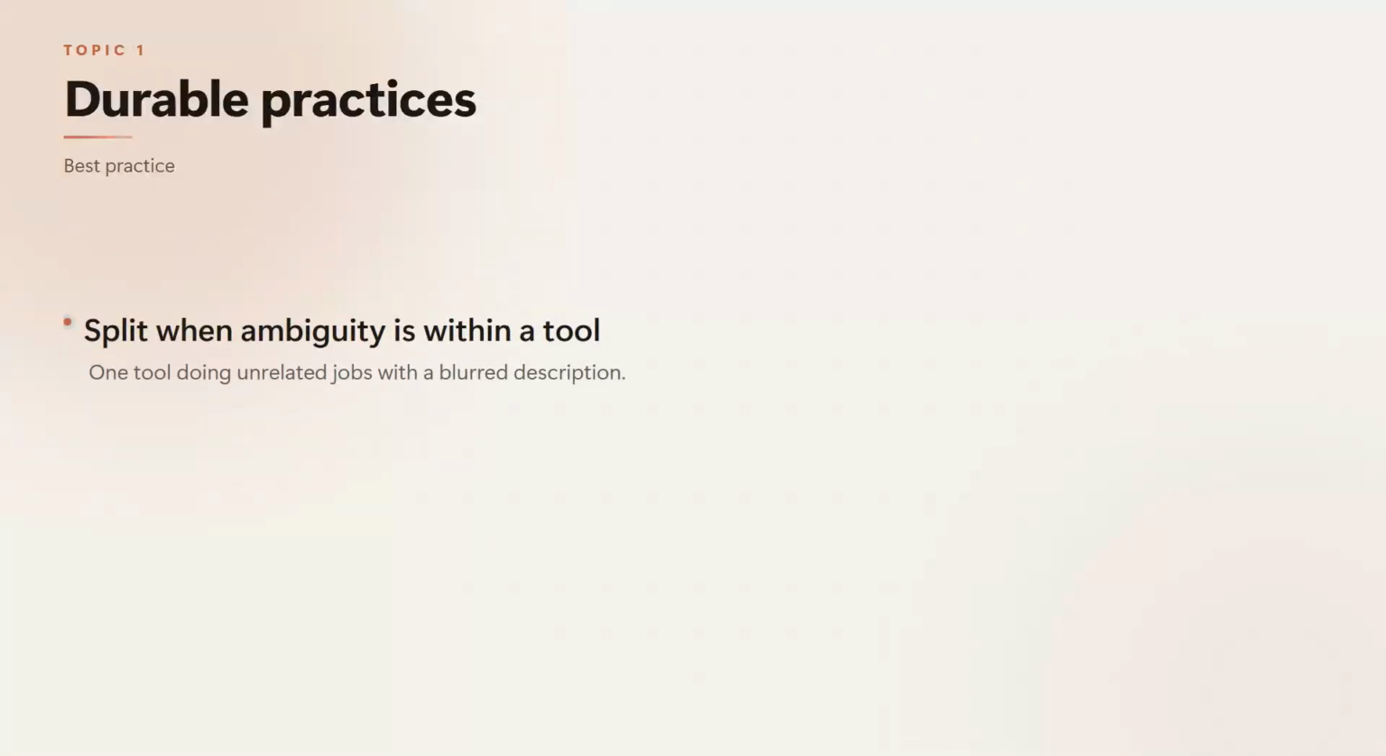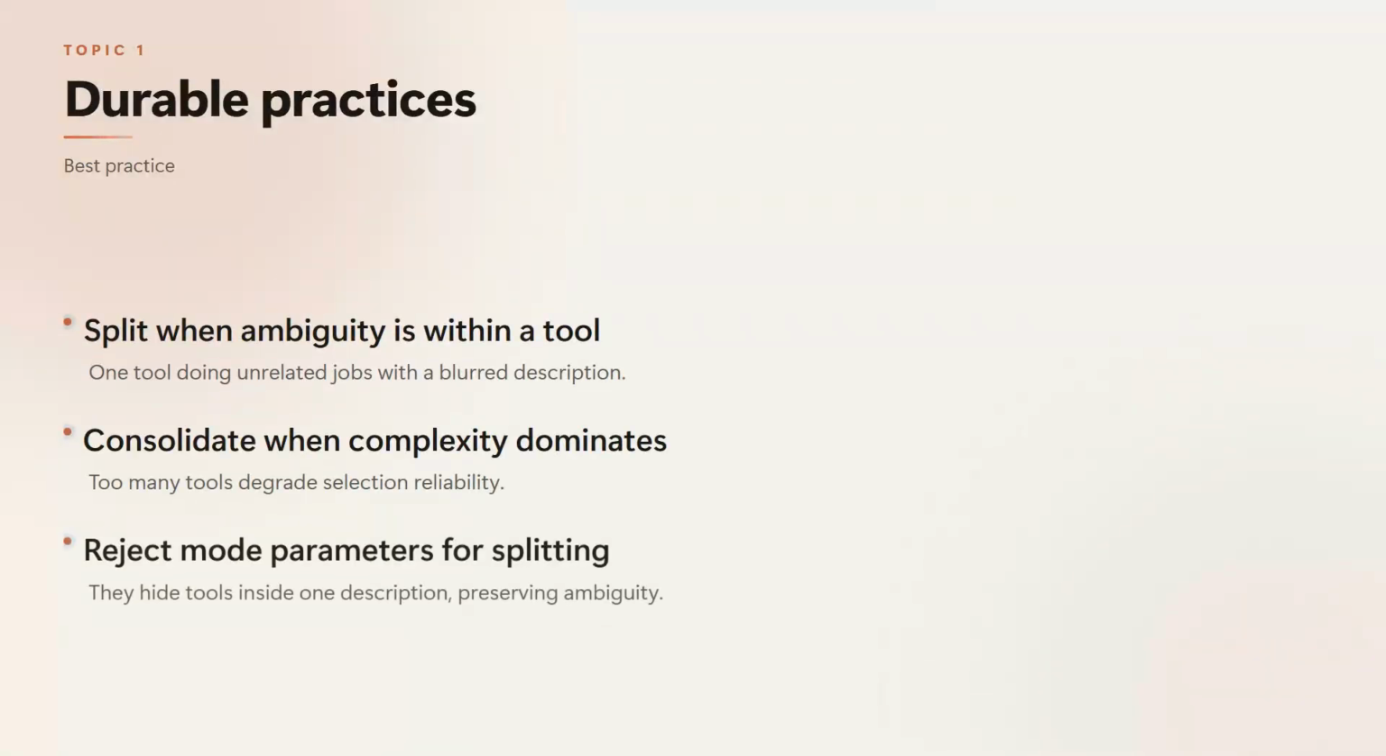The durable rule is this: split when the failure is ambiguity within a tool, one tool doing unrelated jobs with a blurred description. Consolidate when the failure is decision complexity across the set, too many tools degrading selection reliability. And never use a mode parameter as a substitute for splitting.